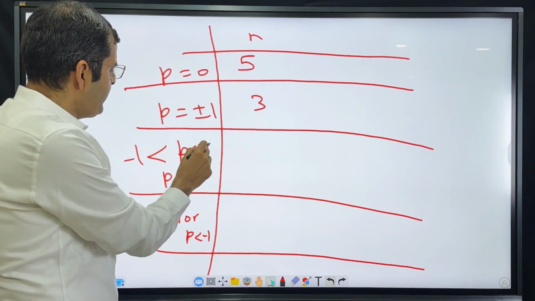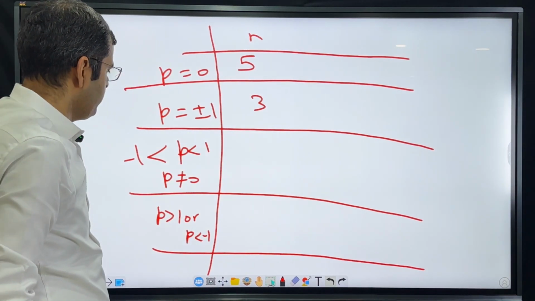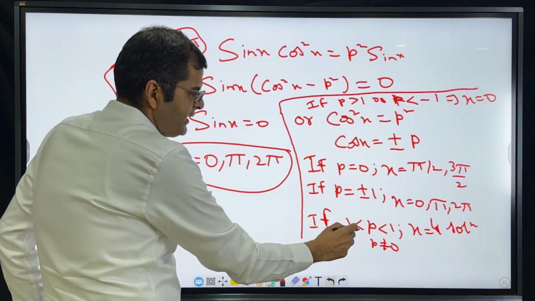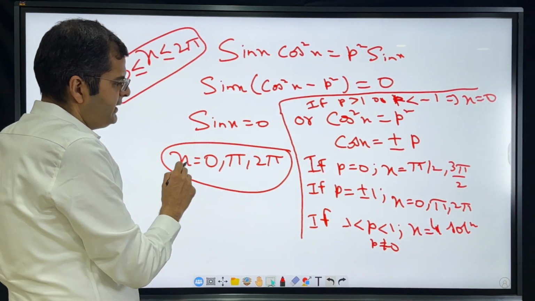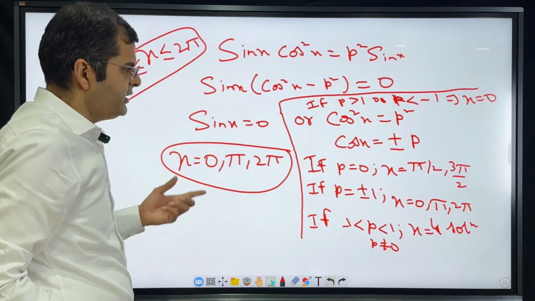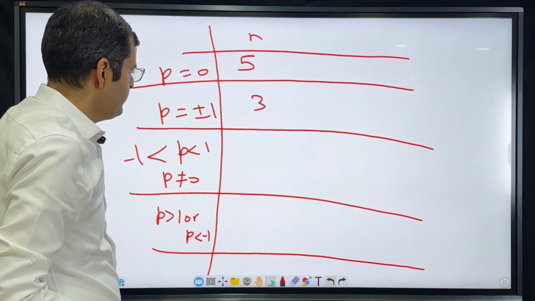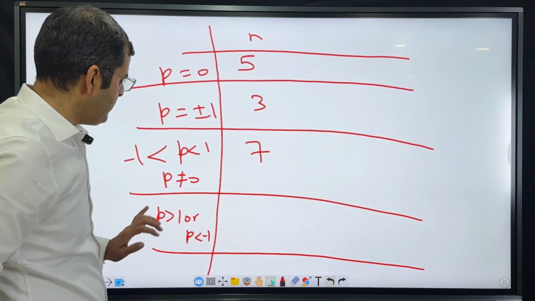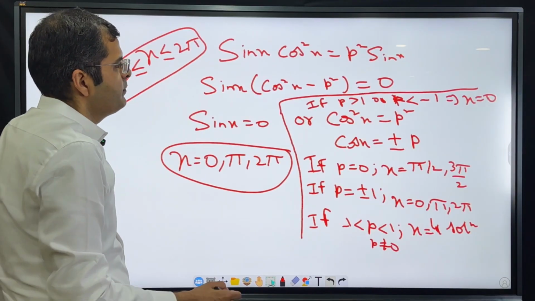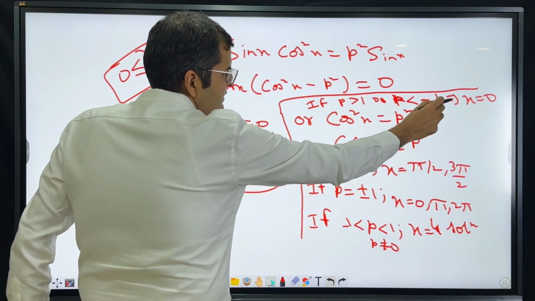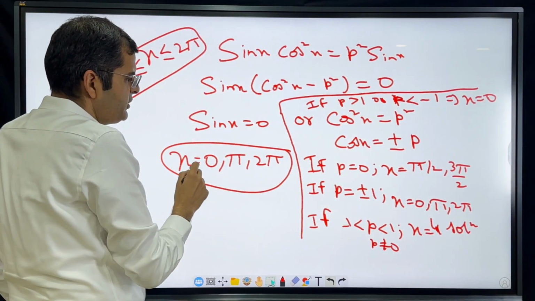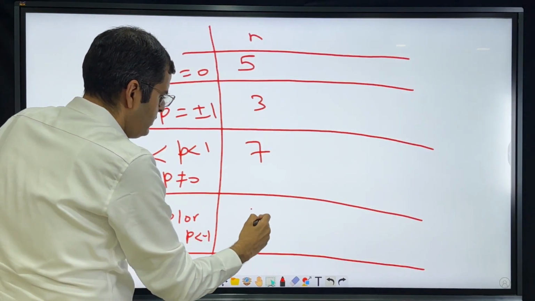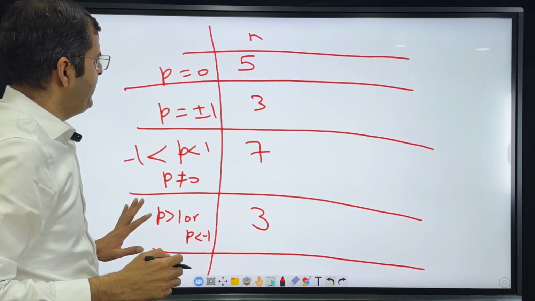If P lies between minus 1 and 1 such that P is not equal to 0, I get 4 solutions from here, and 0, pi and 2 pi are the 3 other solutions. So 4 and 3, total 7 solutions I get. If P is greater than 1 or P is less than minus 1, here I don't get any solution. Here I get 3 solutions. This is the table I have.